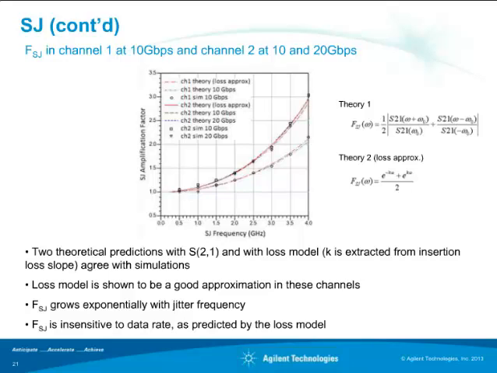Again, we see the SJ amplification grows exponentially with SJ frequency. Also look at the results of channel 2 at 10 gig and 20 gig data rates. We notice the amplification is actually insensitive to the data rate. It only depends on the SJ frequency, and this is predicted by the loss model.